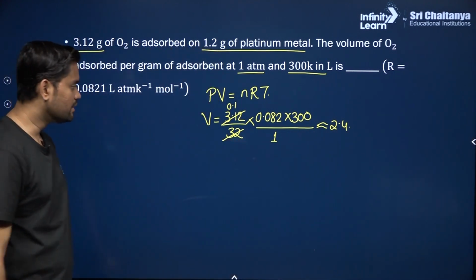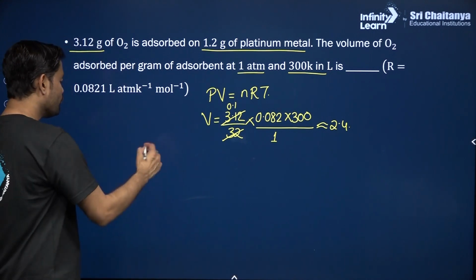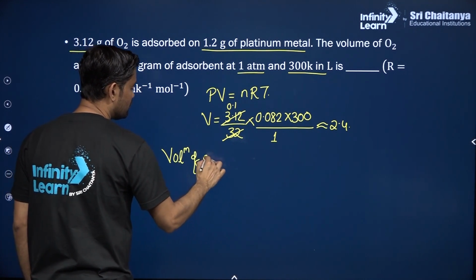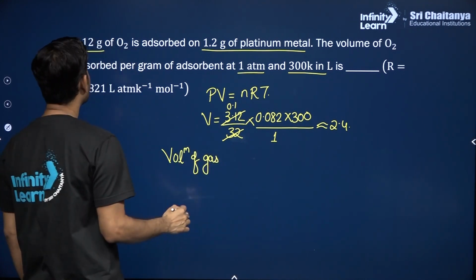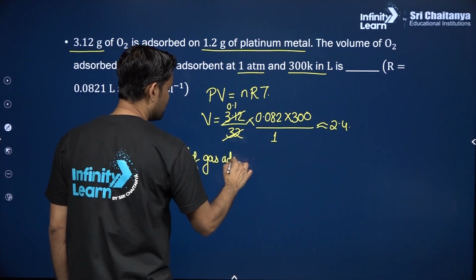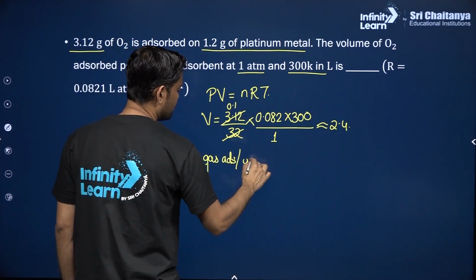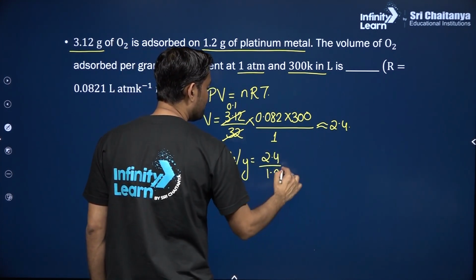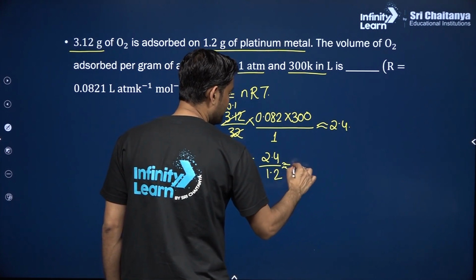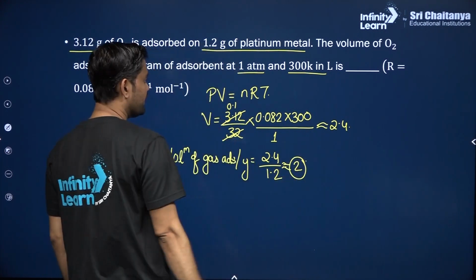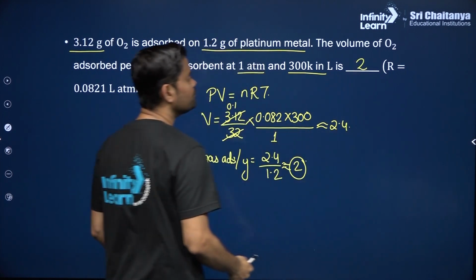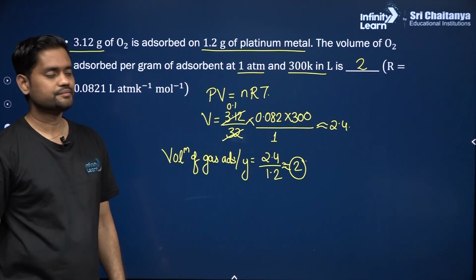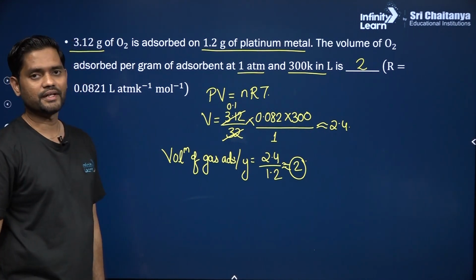Okay, clear? Volume of oxygen adsorbed per gram will be 2.4 by 1.2 gram, that is approximately equal to 2. So again the answer over here is 2. Clear? Got it. So that's the answer for this particular question.